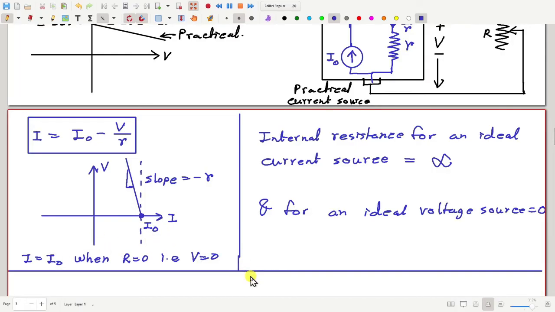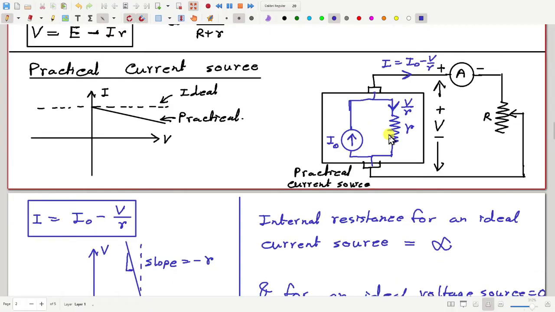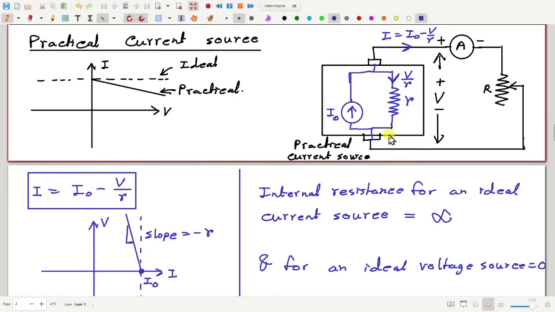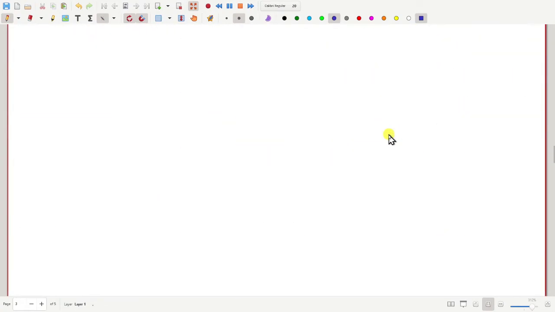Sir, also here V is the voltage across the terminals of the battery, right? Please don't call this a battery, because normally the term battery is more similar to a practical voltage source, but this is a current source. Call it a practical current source. So V is the voltage across the practical current source.